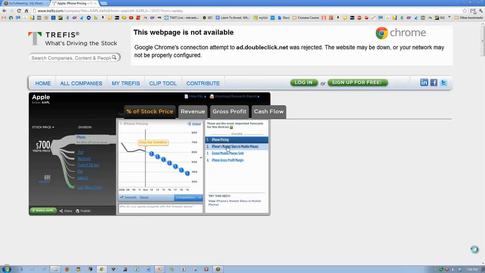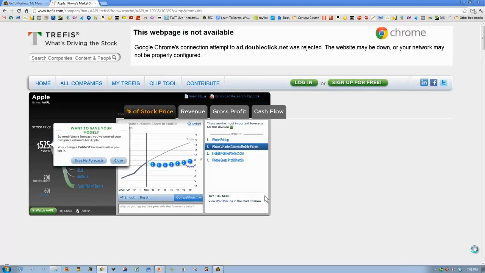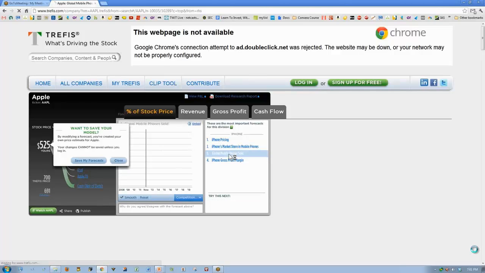what iPhone's market share is in mobile phones. The line here tells you where it actually was. So right now it's at 7%, and in their model, they're expecting iPhone market share to go to 15%. If you don't like that, you just drag it and you say, nah, I think maybe it's only going to 8%. Oops, now Apple's only worth $525 instead of $700. So that's how quickly you can play with assumptions.